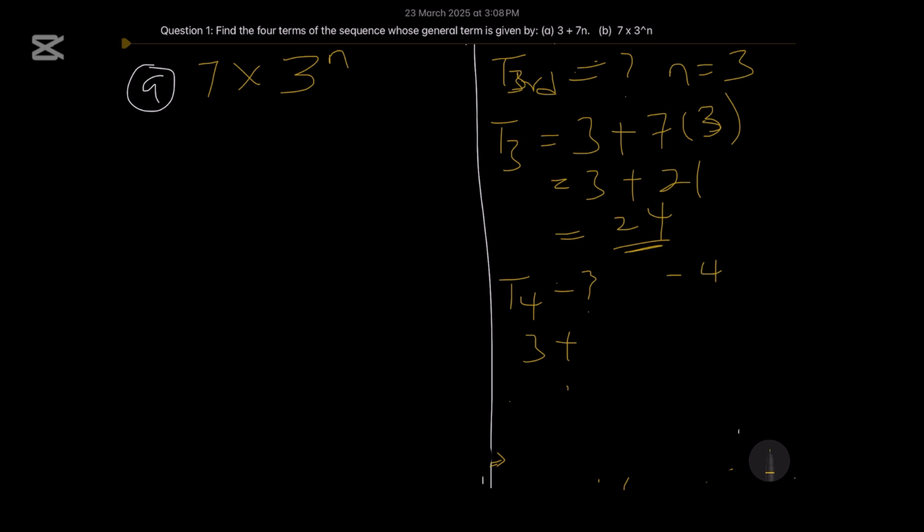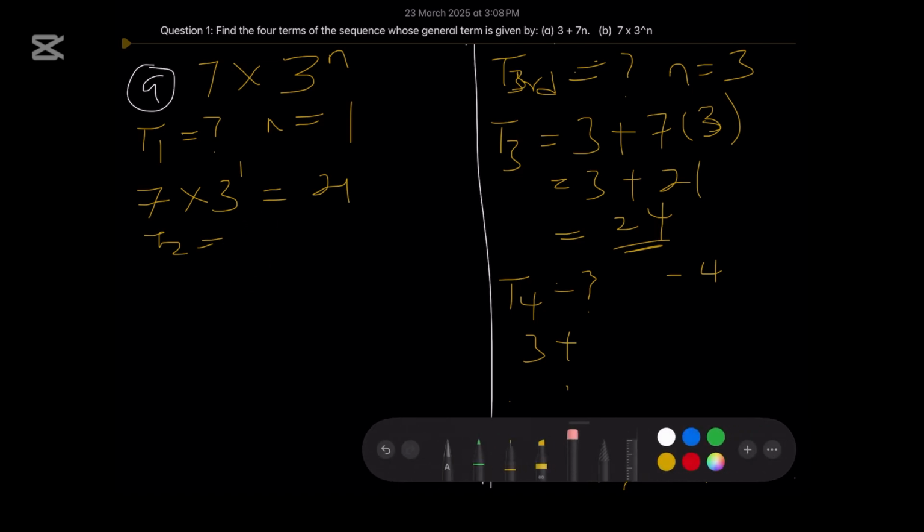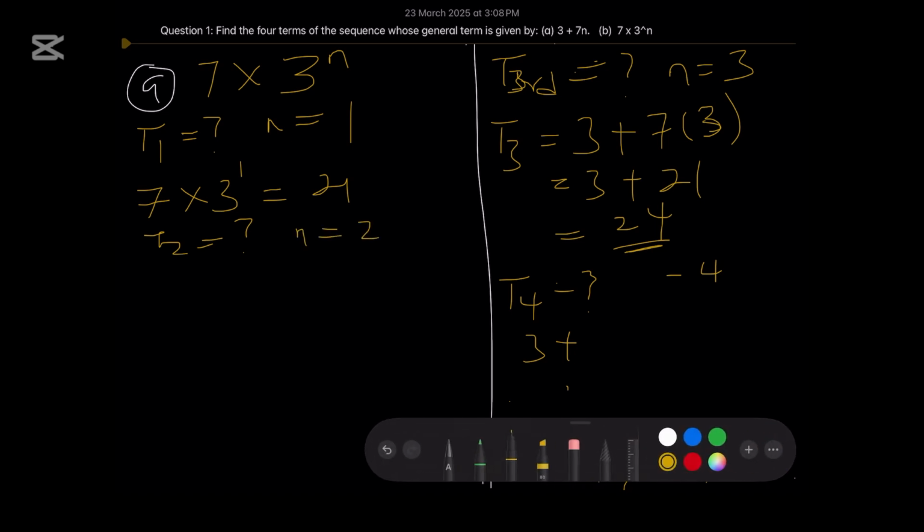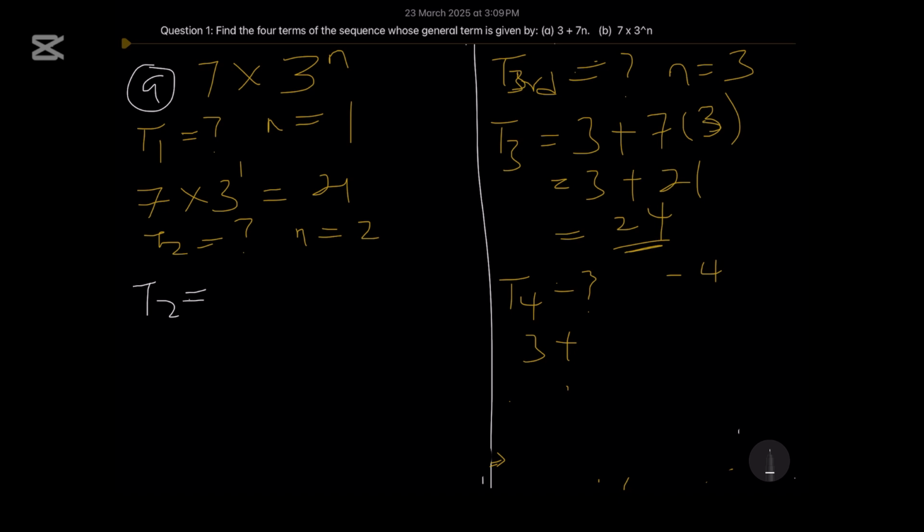So how do we go about it? For our first term, we already know our n is 1. So that will be 7 multiplied by 3 raised to the power 1, which is 21. For our second term, n is equal to 2. So T2 is equal to 7 multiplied by 3 raised to the power 2, which is 7 multiplied by 9, that is 63.